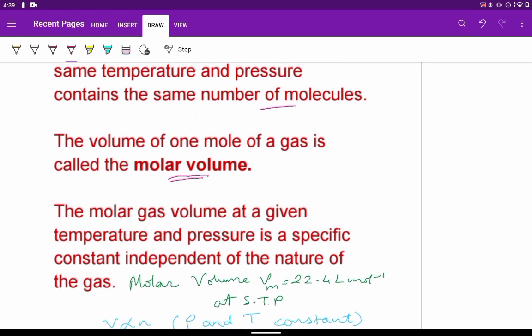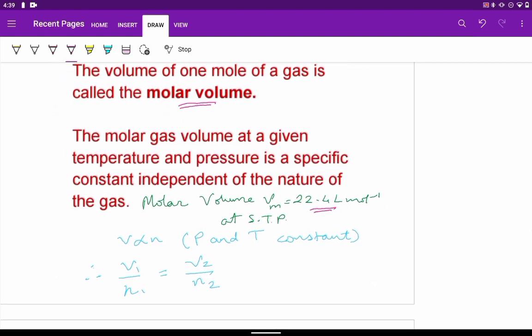Now, molar gas volume for a given temperature and pressure, it is a constant. It does not depend on nature of the gas. At STP, the molar volume is 22.4 liters. That is VA. Molar volume is 22.4 liters per mole for 1 mole.